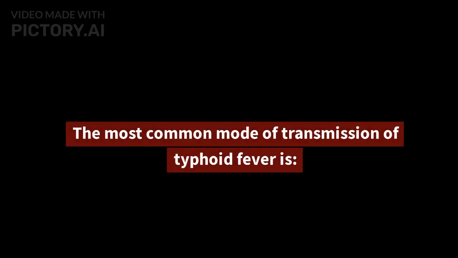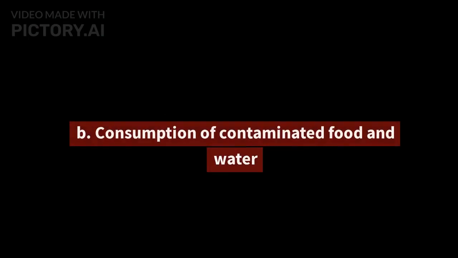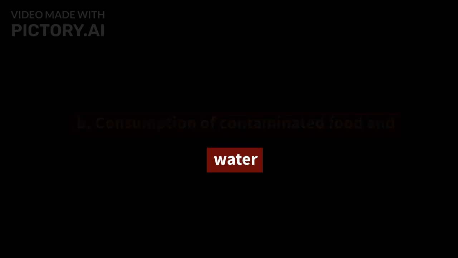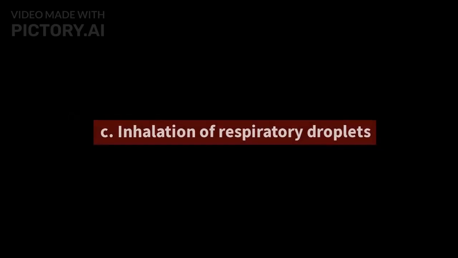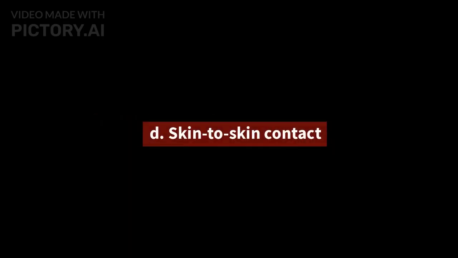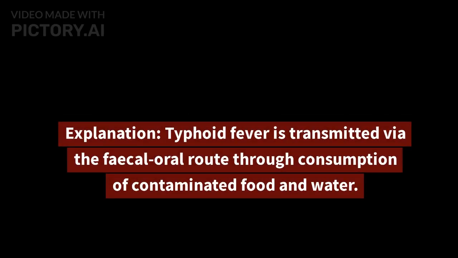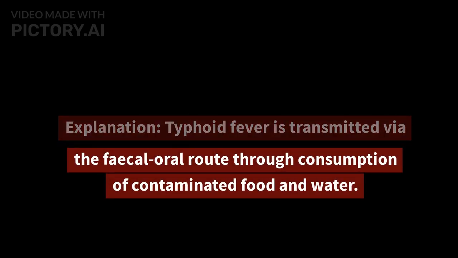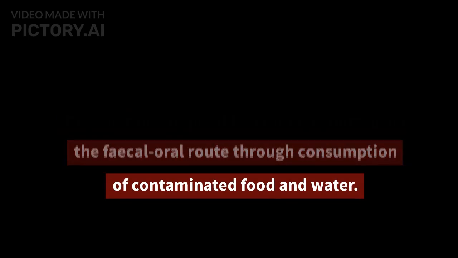8. The most common mode of transmission of typhoid fever is A. Sexual contact. B. Consumption of contaminated food and water. C. Inhalation of respiratory droplets. D. Skin-to-skin contact. Answer: B. Explanation: typhoid fever is transmitted via the fecal-oral route through consumption of contaminated food and water.